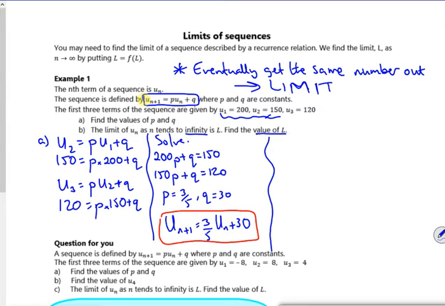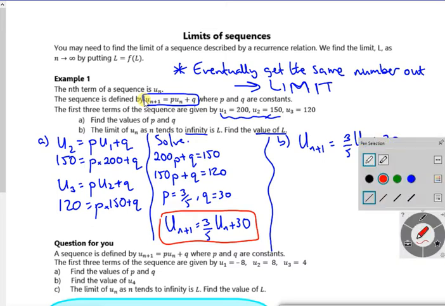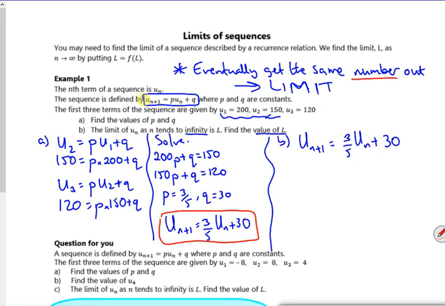Now this bit about it makes you think about sum to infinity, but it's not sum to infinity. It's just the number becomes the same. Right, so I've got this formula. And what I'm saying is that I get so far down this list that every term is the same number. So my next term is the same as the one before, and because that's the case, I'm going to call it L for limit. So I'm going to replace the u n plus 1 with an L, I'm going to replace the u n with an L, and I get this.